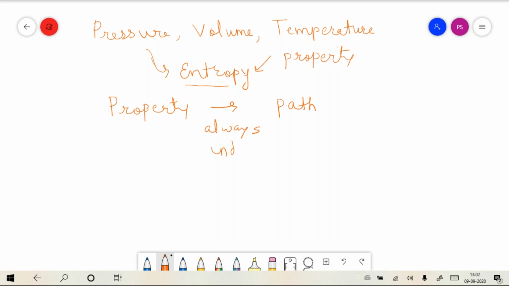Always independent of the path taken. It does not depend upon the path or the process. Okay, it is independent of the path taken during the change of state. Means, for example, if you consider the property of pressure or consider the property of volume. Okay, so let us say that we are talking about the property called pressure.